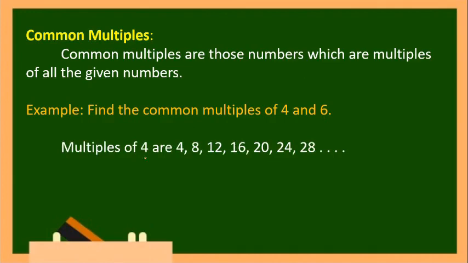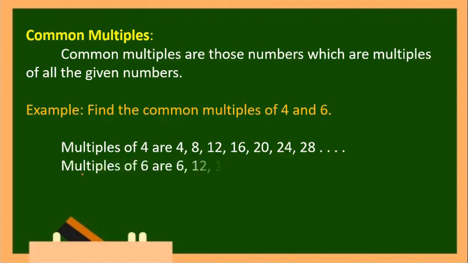First, let us write multiples of 4. What is meant by multiples? By multiplying natural numbers to 4, you get multiples. 4 ones, 4. 4 twos, 8. 4 threes, 12. 4 fours, 16, and so on. 4 fives, 20. 4 sixes, 24. 4 sevens, 28. So these are the multiples of 4.